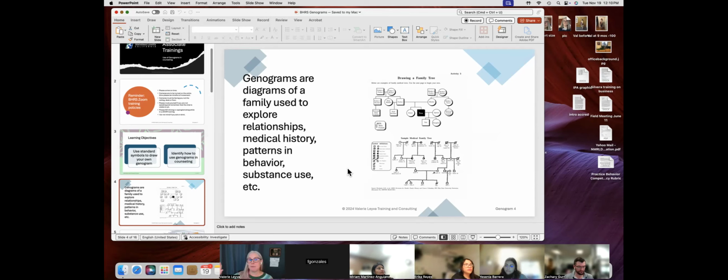Sometimes if I have a big tablet, I can put it on the wall and we can draw it together on the wall. But when I'm done with the genogram, or at least one generation in a genogram, I ask people, what patterns do you notice? Or what stands out to you?